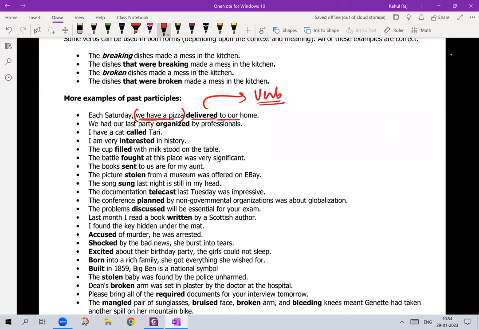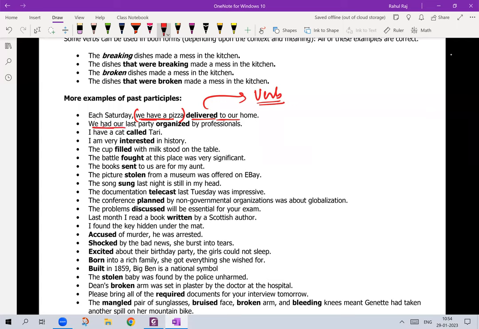We have a pizza, like we had a pizza. Now, imagine where you had a pizza. You had it in Domino's, you had it in Pizza Hut, you had it at home. The beauty of an adjective is that it makes the sentence very clear. It doesn't leave any niche for you to ask a question again. We had a pizza delivered to our home. This is being very clear that your pizza was delivered. You had the pizza. The actual sentence is we had pizza.